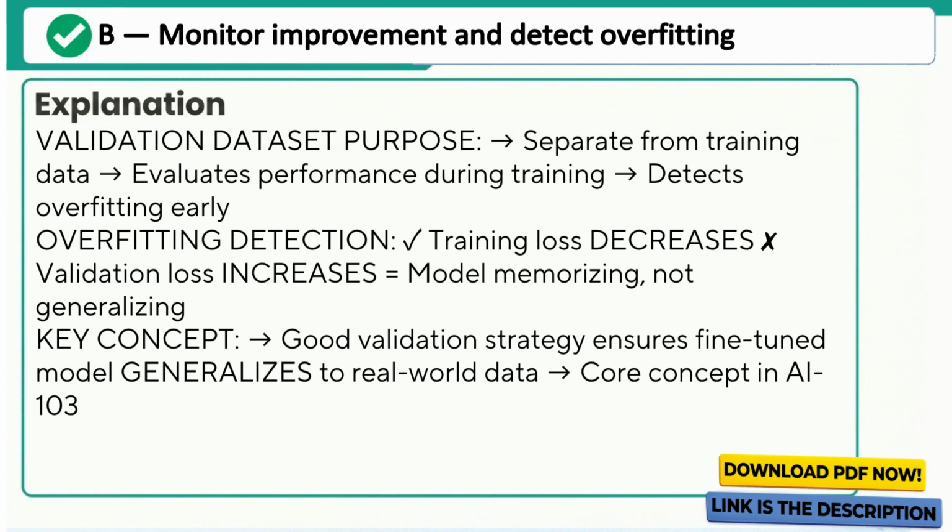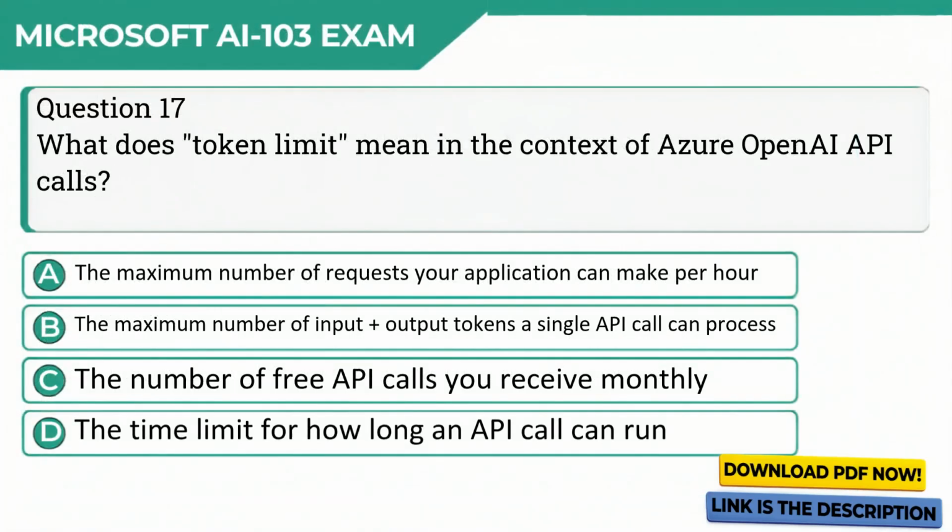Explanation. Validation dataset purpose: it is separate from the training data and evaluates performance during training. It detects overfitting early. Overfitting detection: if training loss decreases but validation loss increases, the model is memorizing, not generalizing. Key concept: a good validation strategy ensures the fine-tuned model generalizes to real-world data. Core concept in AI-103.